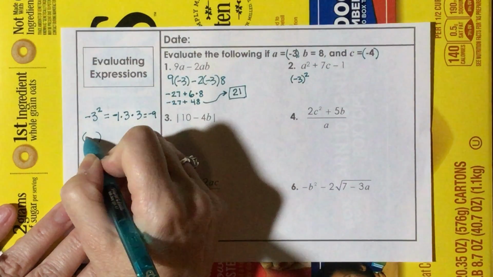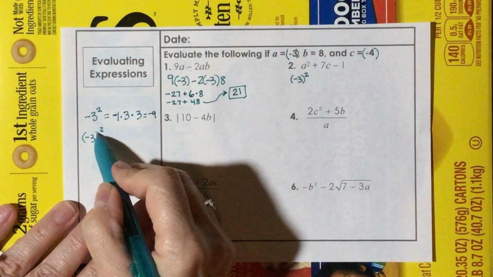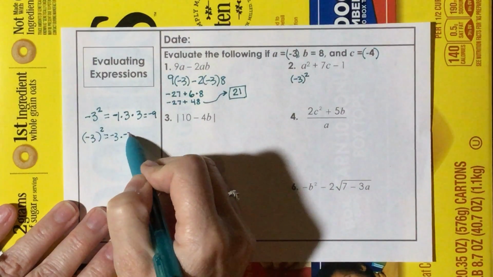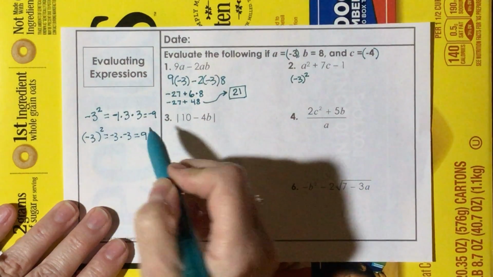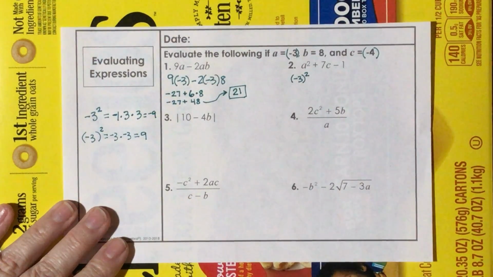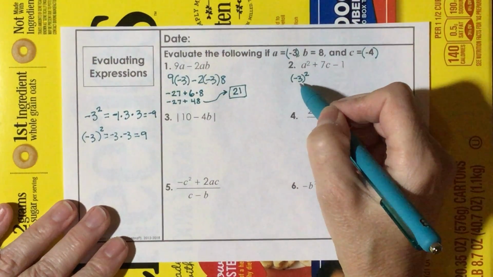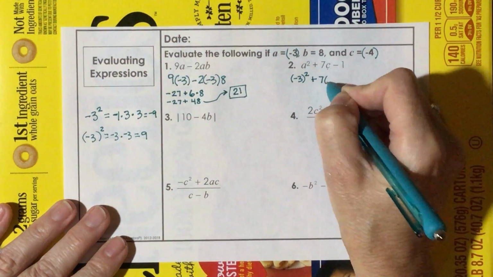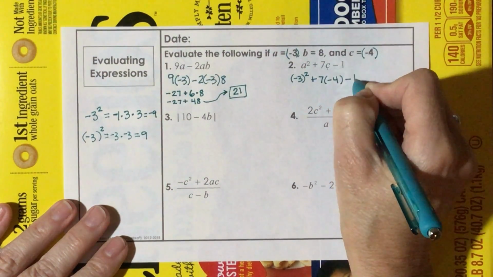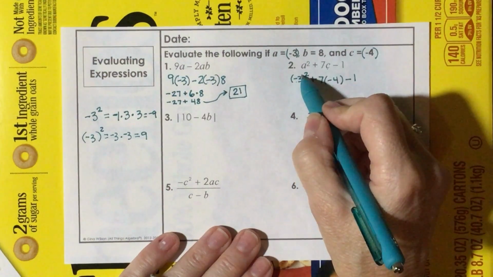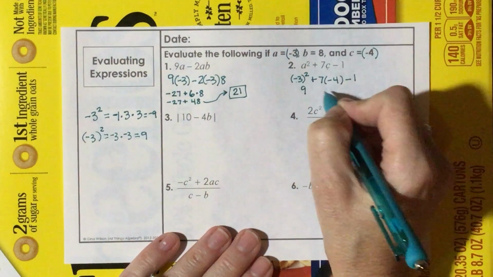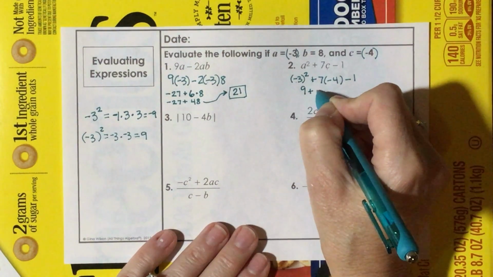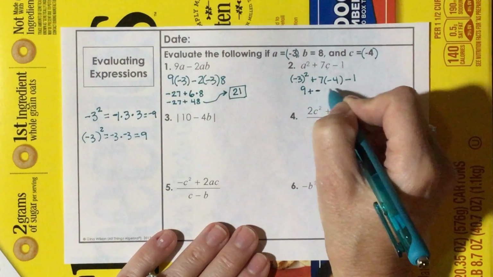Now when you have -3 in parentheses, you're saying you're squaring the whole thing. So that equals -3 times -3, which equals a +9. So there is a big difference. So keep that in the parentheses. Plus 7 times C, which is -4 minus 1. So -3 times -3 is a +9 plus 7 times a -4. Oh, and I could have written a negative right there, so I'll just write it here as well.